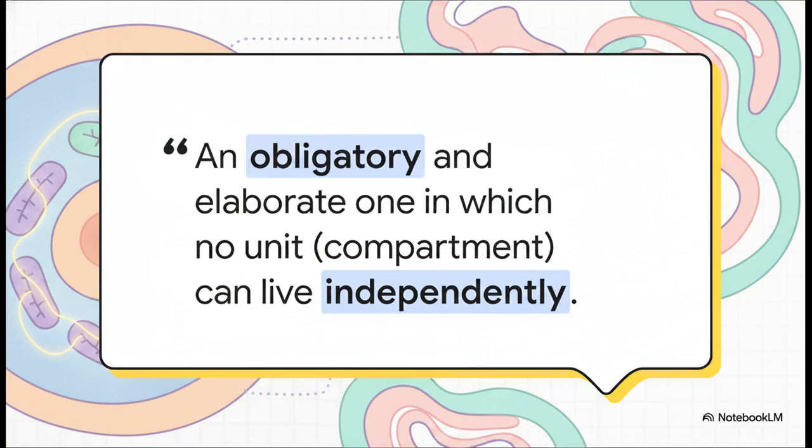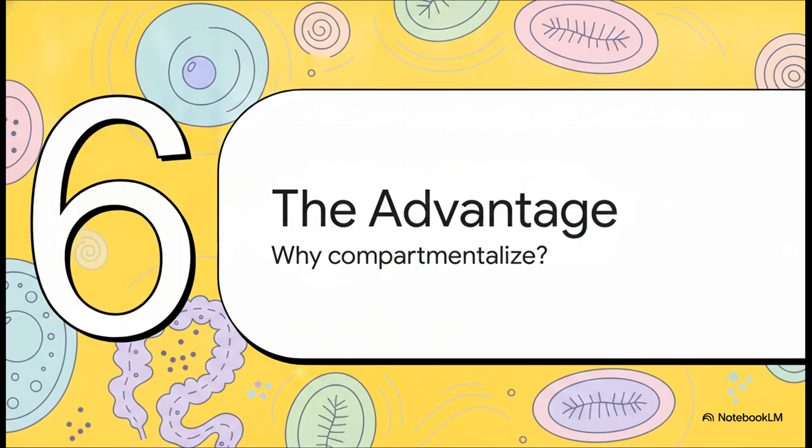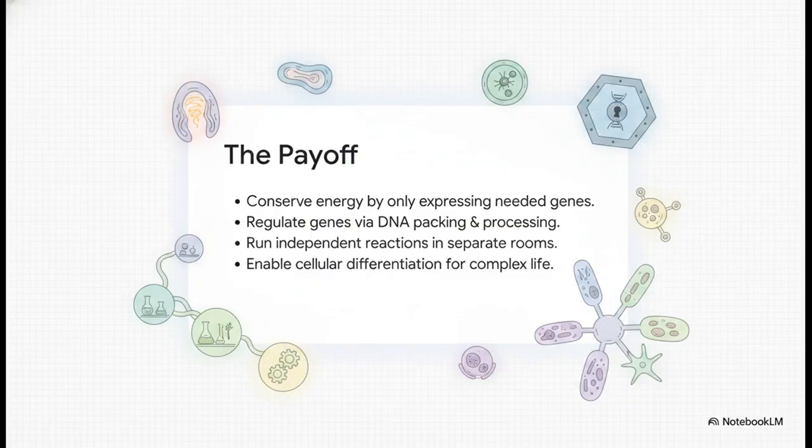Just incredible. Finally, part 6, the compartmentalization advantage. Let's really break down why we compartmentalize. Let's summarize the immense payoff of this system, because there are some major advantages to compartmentalization. First up, precision energy conservation. By controlling transcription and translation across different compartments, eukaryotic cells only express genes exactly when they're needed. They respond to environmental signals without wasting precious resources.